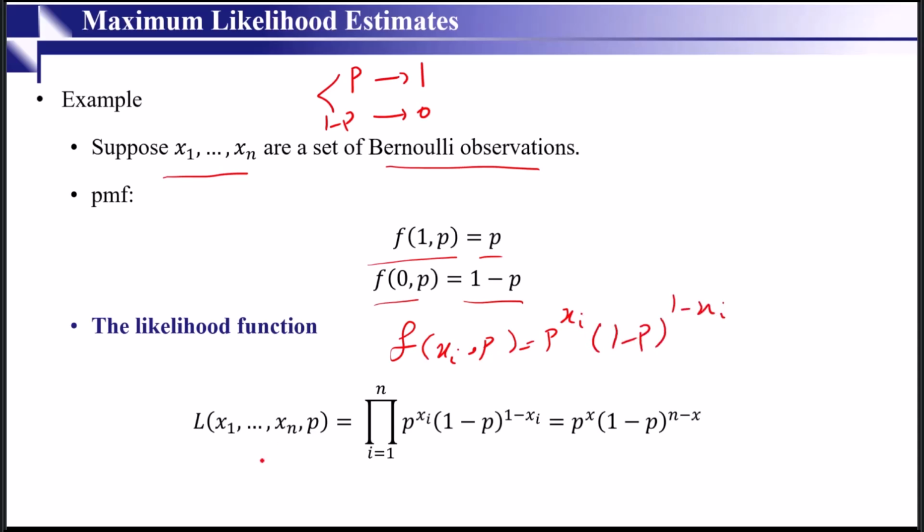And in this case, the likelihood function L(x1, ..., xn, p) is equal to the product from 1 to n of p^xi (1 minus p)^(1 minus xi), probability of success, probability of failure, and this equals p to the power of x times (1 minus p) to the power of n minus x.